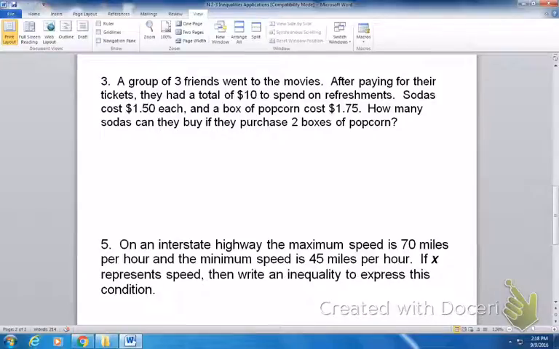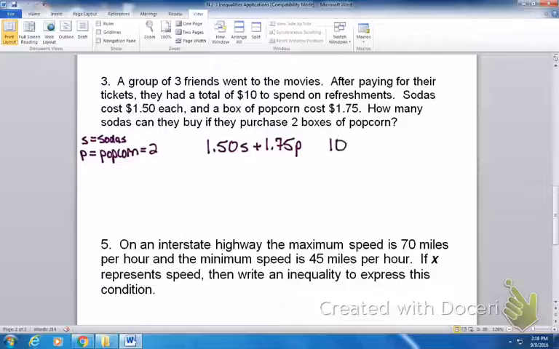So we have two things going on here. We have popcorn and we have sodas. So I'm going to go ahead and say that S is my sodas and that P equals popcorn. And luckily for us, they already told us that we're going to be getting 2 popcorns. So let's see if we can set up our inequality. Well, first, I need to know how much each costs. A soda is $1.50, so $1.50 times the number of sodas I buy, plus $1.75 for each package of popcorn.